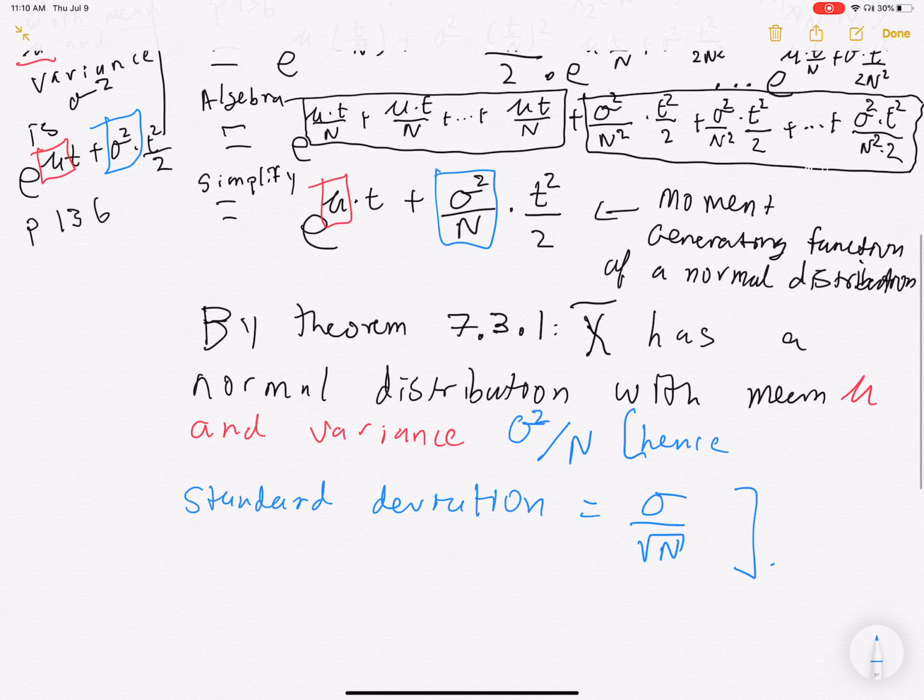So the statement of the central limit theorem says, as long as I have a bunch of independent and identically distributed random variables, the average is normally distributed with mean mu and variance sigma squared over n.